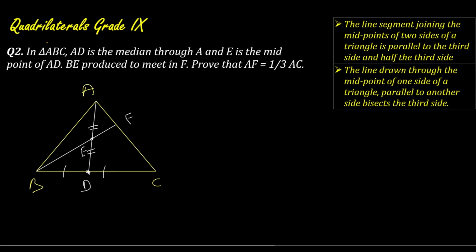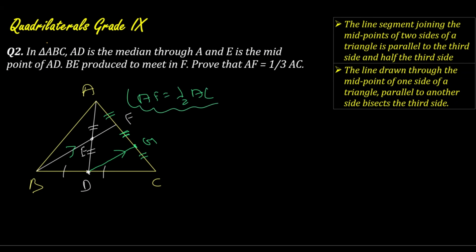There's one construction here. Through point D, I'm going to draw a line parallel to BF. Through D, I have drawn a line, as you can see, parallel to BF, and I name this point G. Now check, if I prove AF is equal to FG, and if I prove FG is equal to GC, then we can say that AF is 1/3 of AC.